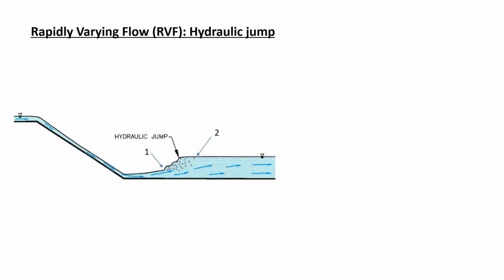Okay, so we're talking about hydraulic jumps today and rapidly varying flow. Here's an illustration of rapidly varying flow that was caused because water was going down a spillway at a very fast velocity. The spillway is so steep that flow is supercritical.